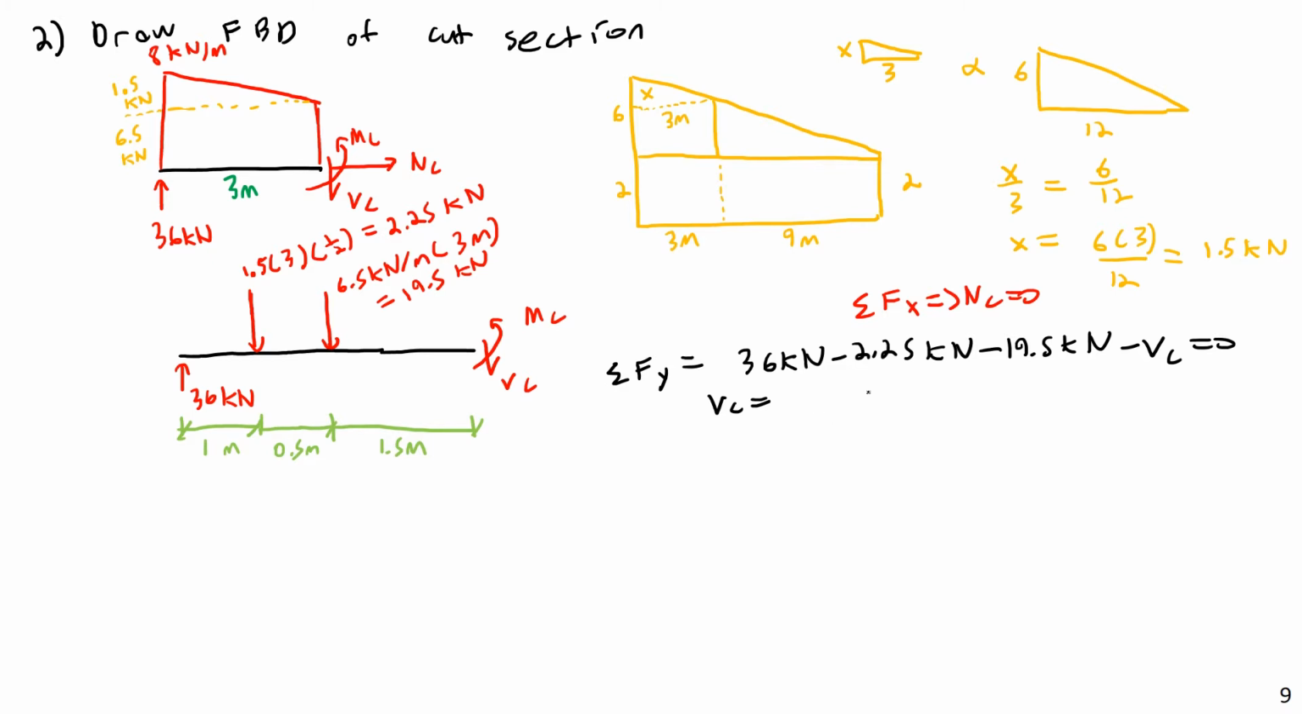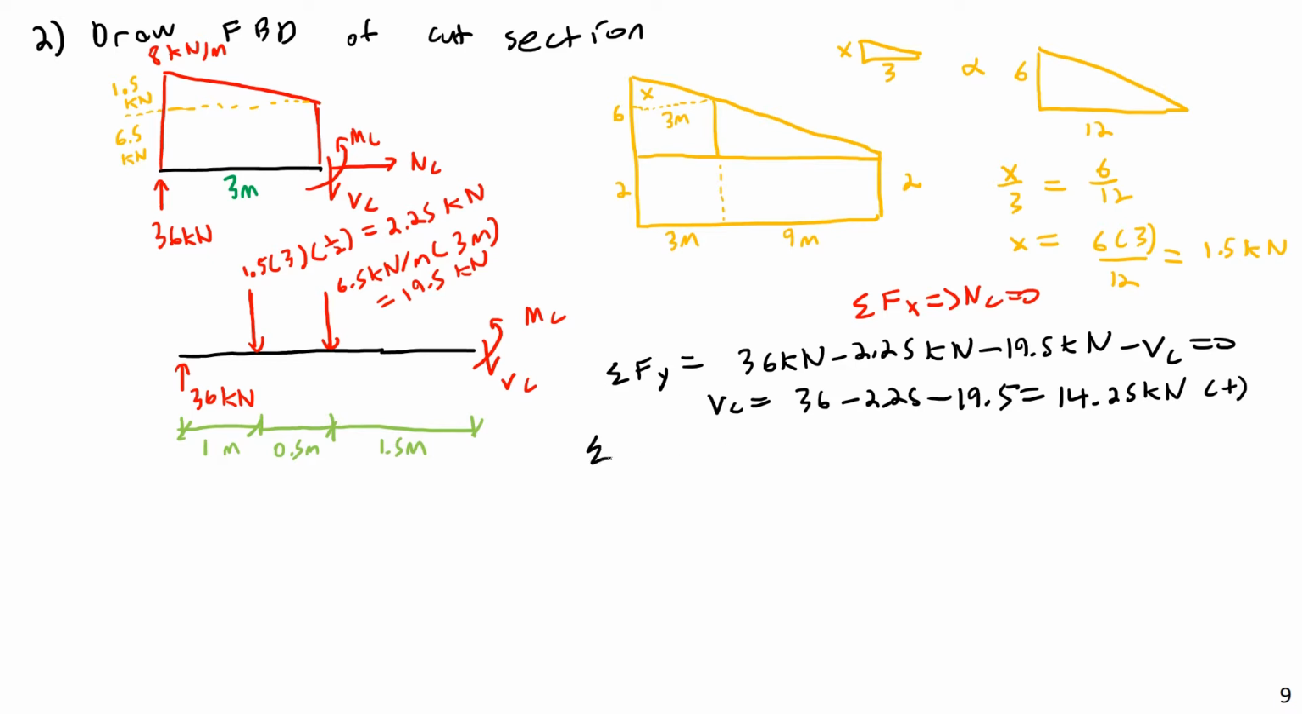Well, actually, I can just imagine bringing VC over here and then flipping the equation. That's fine. So I would have VC is equal to 36 minus 2.25 minus 19.5. And if I throw that in my calculator because I'm feeling lazy and don't want to do mental math right now, 36 minus 2.25 minus 19.5, and I get 14.25 kilonewtons. And that is going to be positive shear there. 14.25 kilonewtons, and this is positive shear.